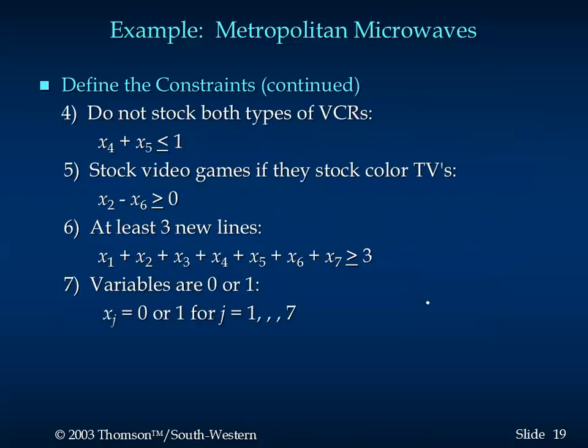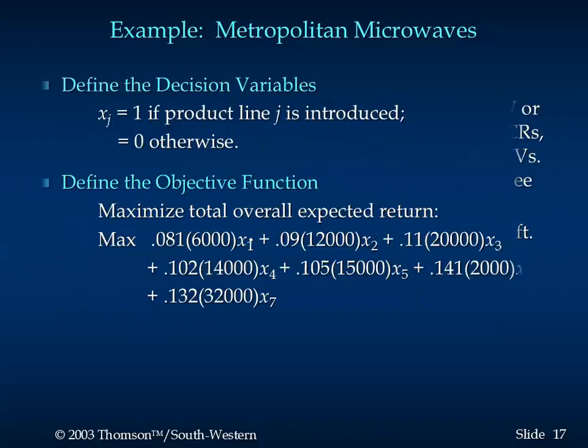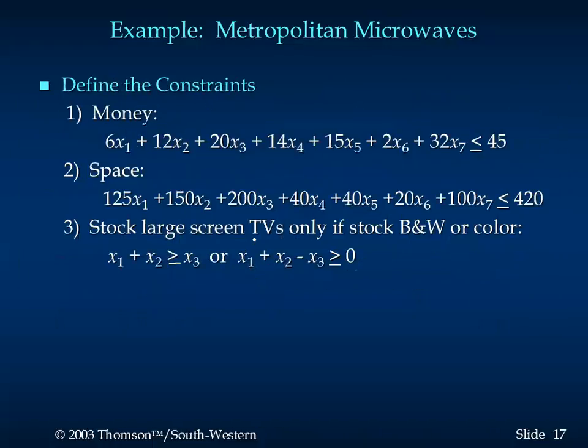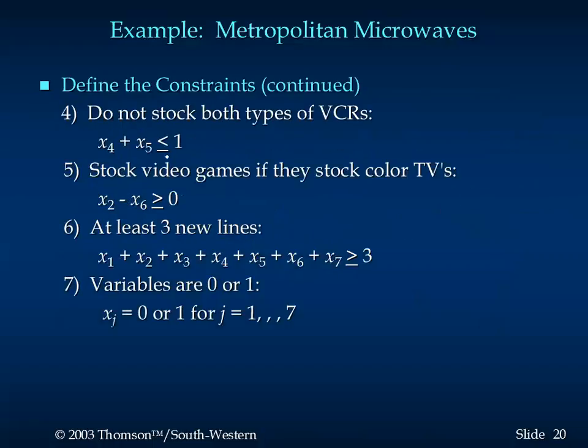Okay, so, all right. Now, do not stock both types of VCRs. Now, VCRs are which ones? 4 and 5. So X4 plus X5 should be less than or equal to 1. Mutually exclusive, right? Both of them cannot be equal to 1.